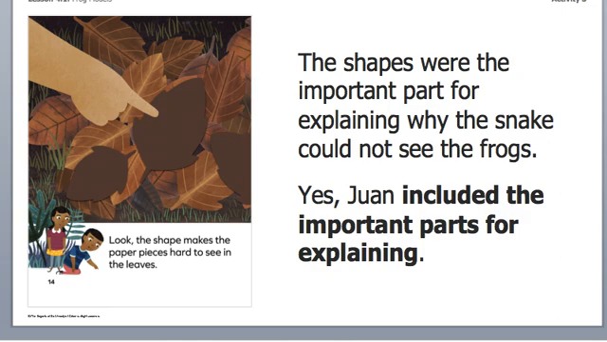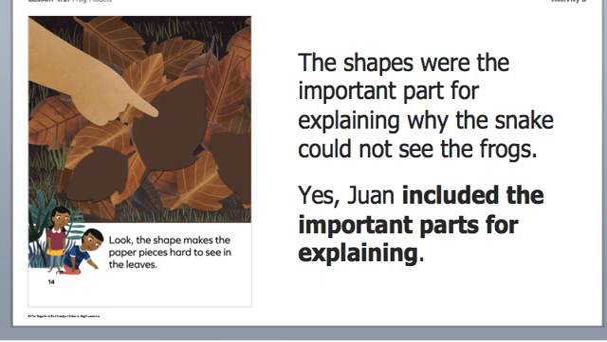Look, the shape makes the paper pieces hard to see in the leaves. So the shapes were the important part for explaining why the snake could not see the frogs. Did Juan include this important part about the shapes? Yes, Juan included the important parts for explaining by cutting the paper in the same shape as the frogs. Then he put the paper shape in the leaves where the frogs were.